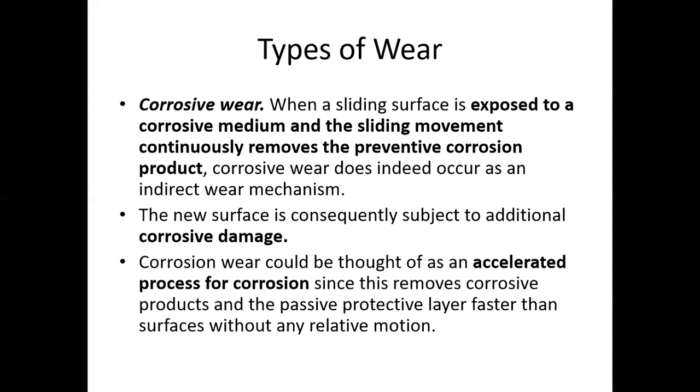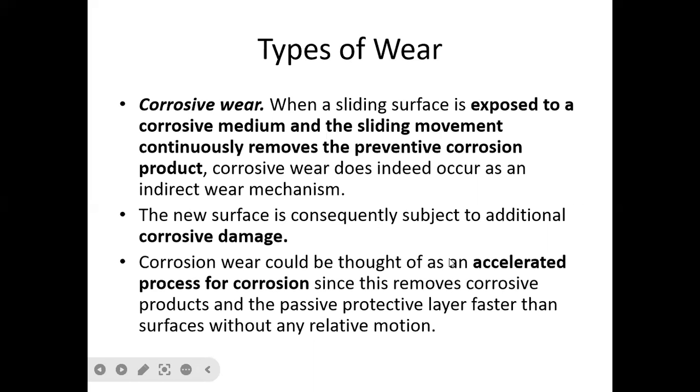The next type of wear would be your corrosive wear. When a sliding surface is exposed to a corrosive medium and the sliding movement continuously removes the preventive corrosion product, corrosive wear does indeed occur as an indirect wear mechanism. So as we can see here, your corrosive wear is because we are removing the preventive corrosion product, or what we call the anti-corrosion elements of our system. Once a particular element is removed from our system, our system will be prone to corrosion. The new surface is consequently subject to additional corrosive damage.